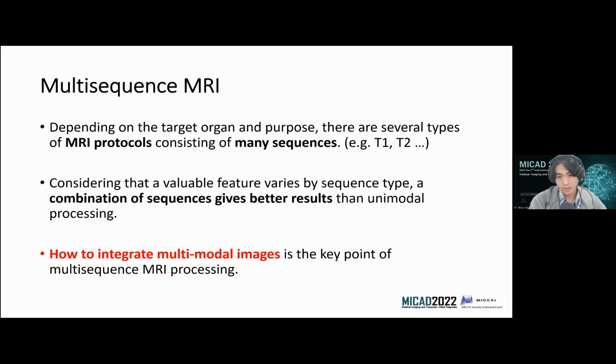Each MRI sequence has a different intensity distribution for the same target organ. These differences can make virtual results when combining multiple MRI sequences. Therefore, how to integrate multimodal images is the key point of multi-sequence MRI processing.